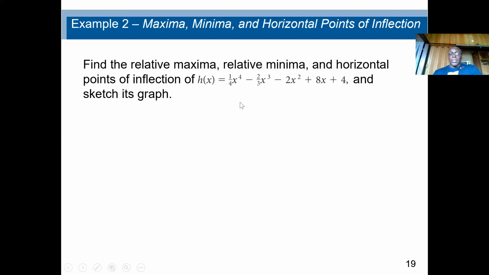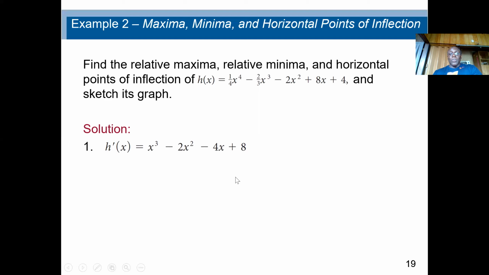In this lecture, we learn how to find the maximum value, minimum, and horizontal points of inflection. As we said earlier, what is the first thing we should do? Find the first derivative of h(x). The 4 by 4 will cancel, 4 minus 1 is 3, so we get x cubed, and then 3 times 2/3 is 2x squared, minus 4x plus 8 plus 0. So that's what we have here: x cubed minus 2x squared minus 4x plus 8. That's our first derivative.